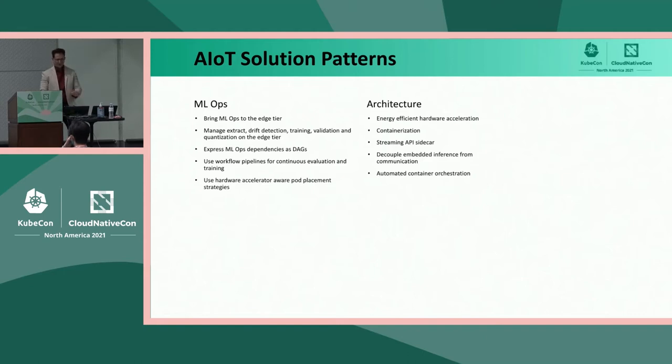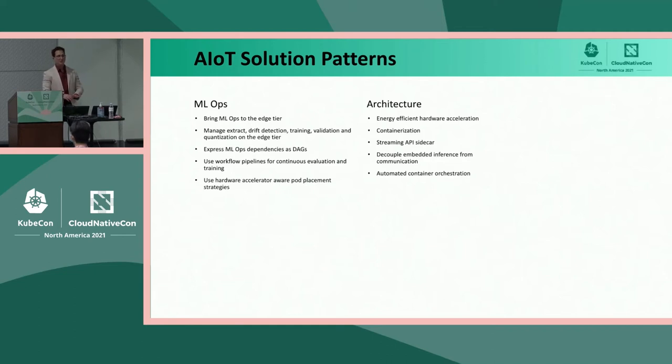Another architectural pattern is to containerize the workloads. This is easier said than done. On the edge tier, running containers is pretty challenging. You will see in some of the demos and the code I'll show you that the iptables and the basic networking just don't work correctly the way they do on the cloud tier. Another very important pattern is using a streaming API sidecar, and I'll talk more about it in the reference architecture.